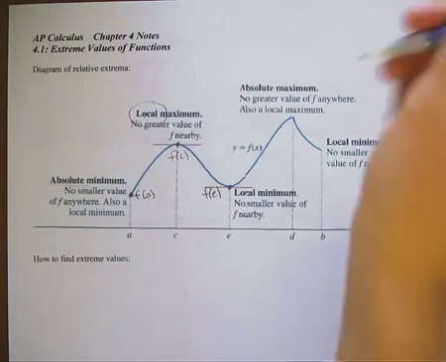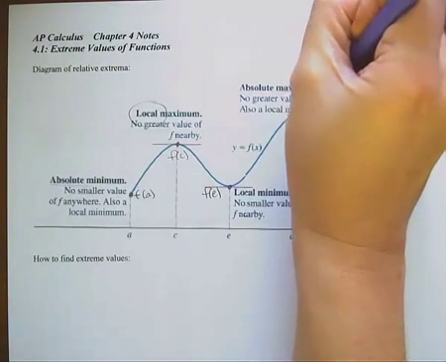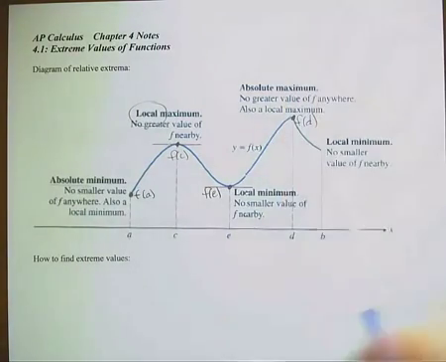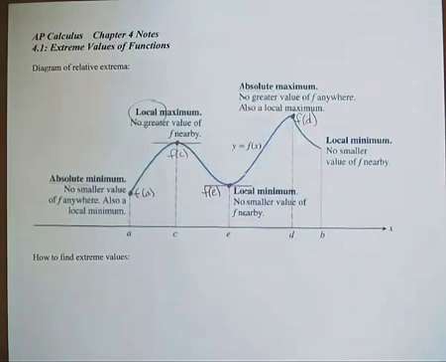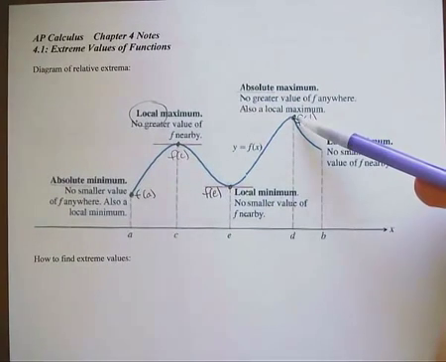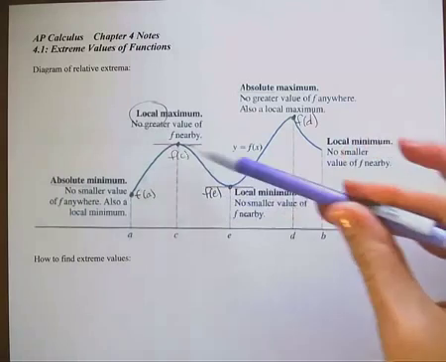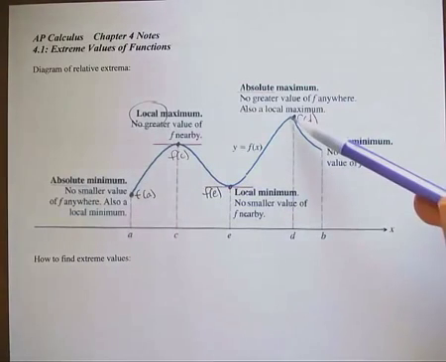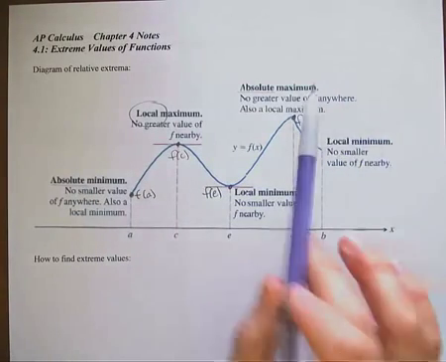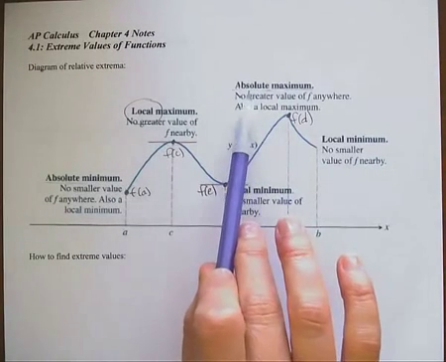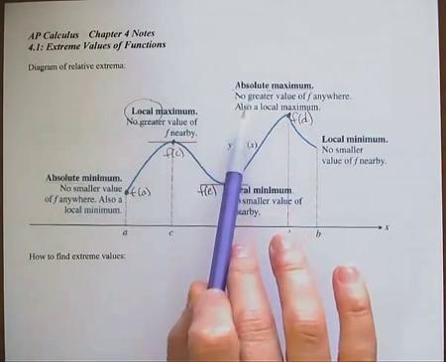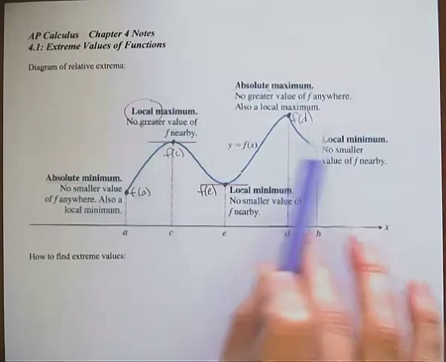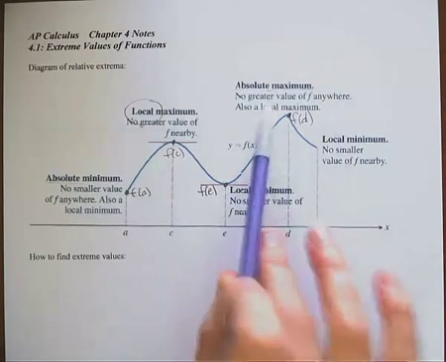And then up here at f of d, that would be considered the absolute maximum because it's the greatest y value on the whole entire interval from a to b. It's the highest of all the y values, so it's a maximum because it's the greatest, and it's absolute because there is no greater value of f anywhere. So it's the absolute max.